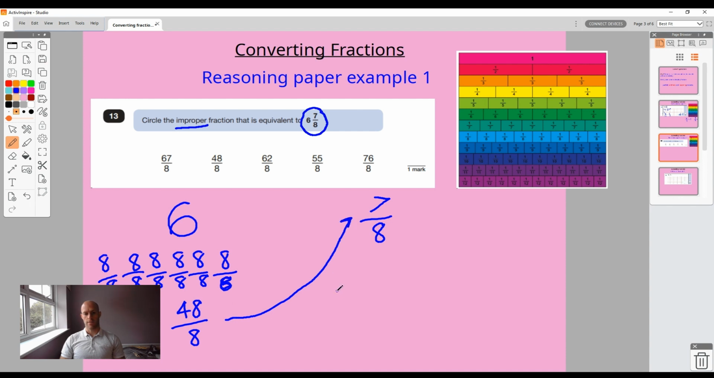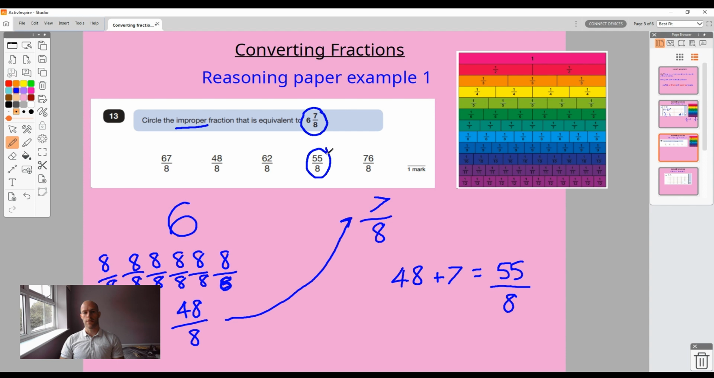So we're going to add 48 and 7, which equals 55. We're still working in eighths. Every answer is an eighth. And now I'm going to see, and I'm hoping that this answer is one of the available ones at the top. And there it is.